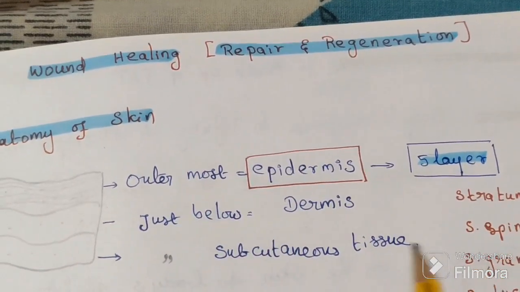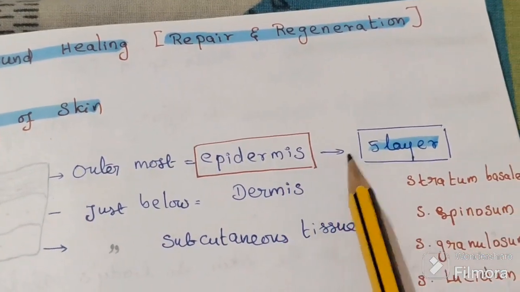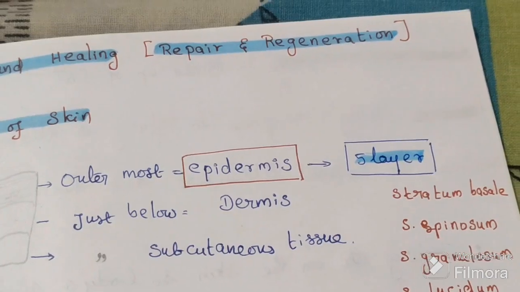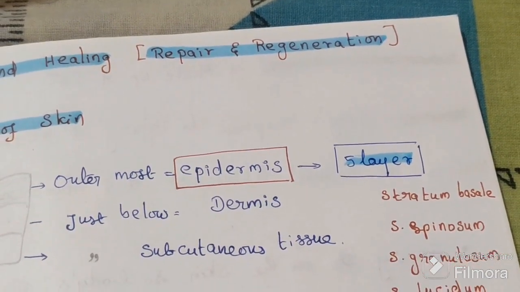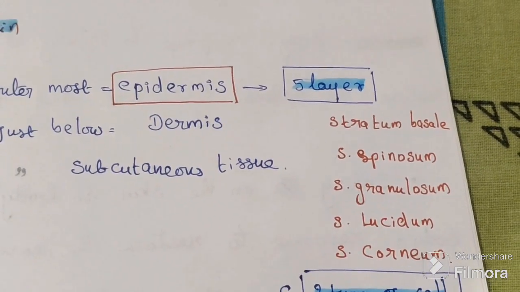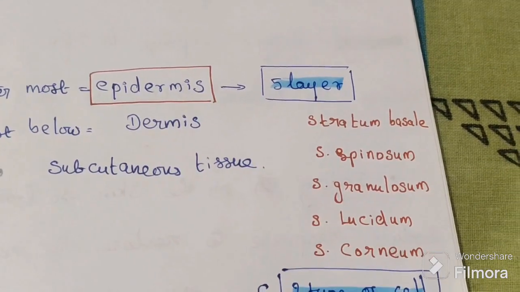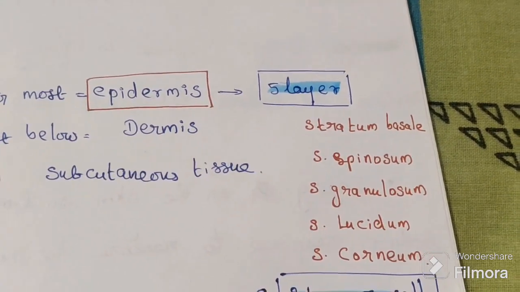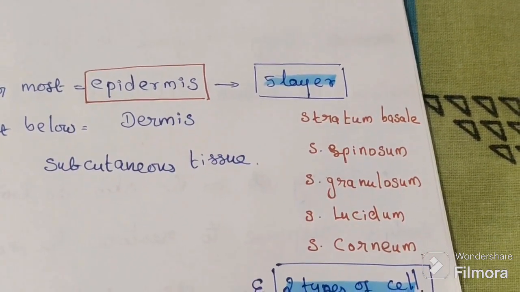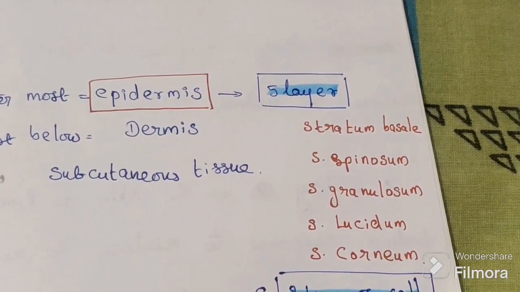The outermost layer, the epidermis, has five thin layers. What are the five thin layers? Stratum basale, stratum spinosum, stratum granulosum, stratum lucidum and stratum corneum. These are the five thin layers present.